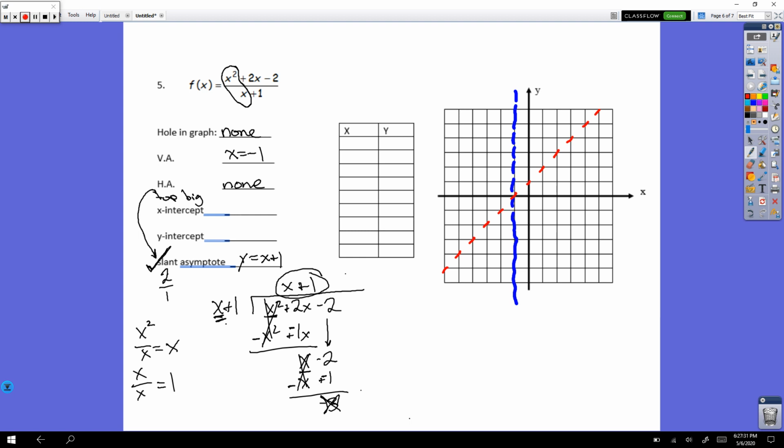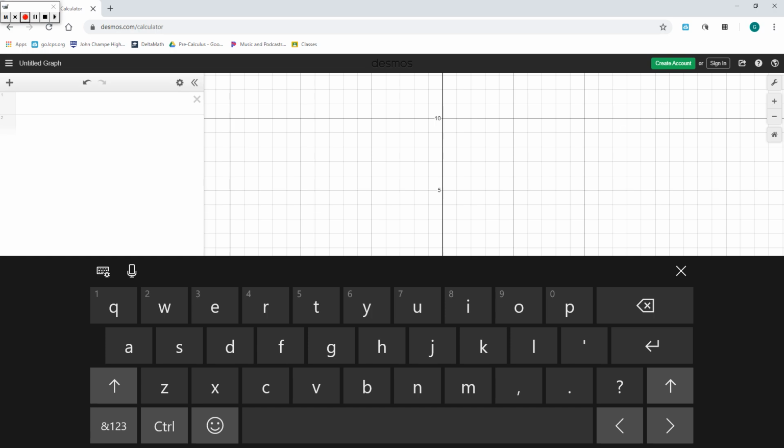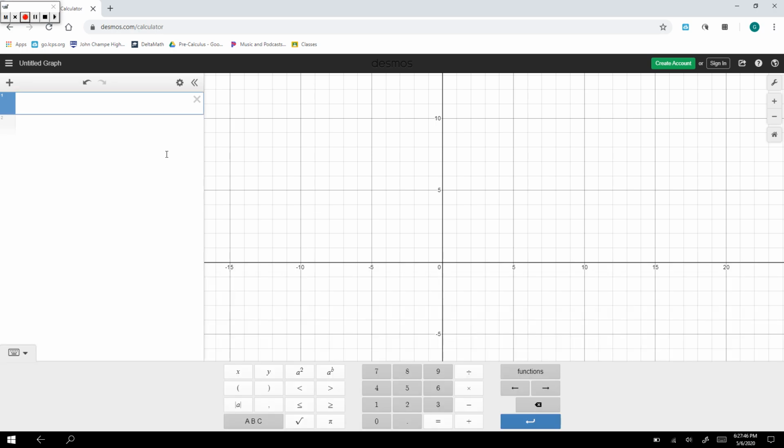x-intercepts, we want to set the top equal to 0. y-intercepts, we want to plug in 0. Now, that's a lot of math here since nothing factors, so we're going to use our calculator. So go ahead and pull up Desmos. Typing in our function here. On top we have x squared plus 2x minus 2. On bottom we have x plus 1.